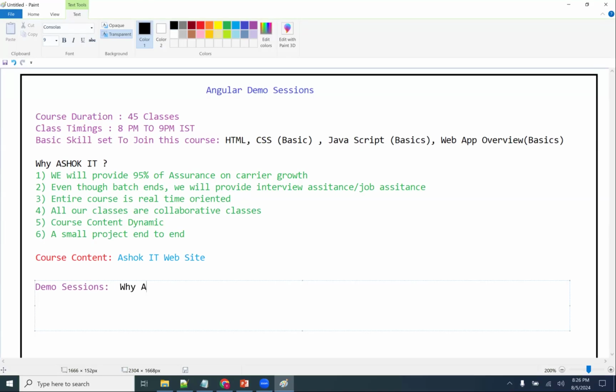The first topic is why Angular? When a lot of frameworks are available, what is the purpose of Angular, guys? Angular is a framework to develop web applications, right? Angular is a framework that is mainly used to develop a web application. So there are a lot of web application frameworks available here.